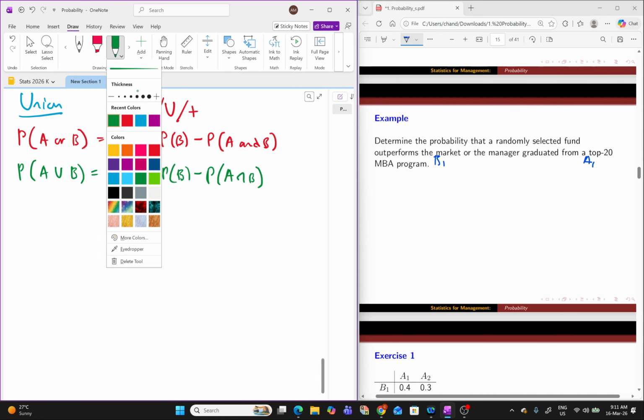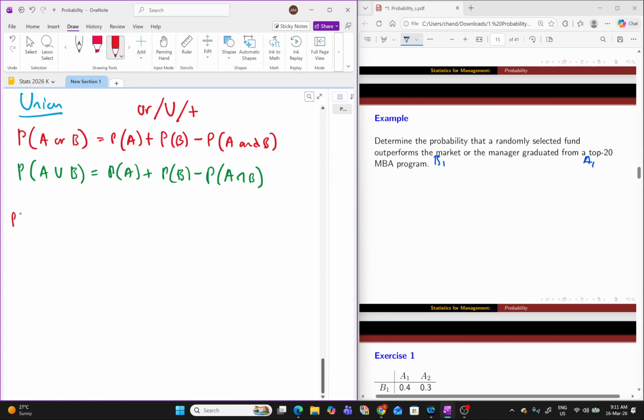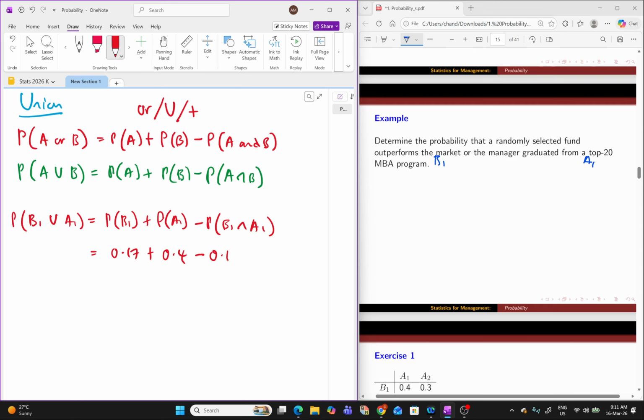So if I want to do this, I can write B1 union A1, like this. And from B1, just now we know this is 0.17. A1 we know this is 0.4, minus the intersection, just now we know this is 0.11, and you will get 0.46. Okay, that's the answer.